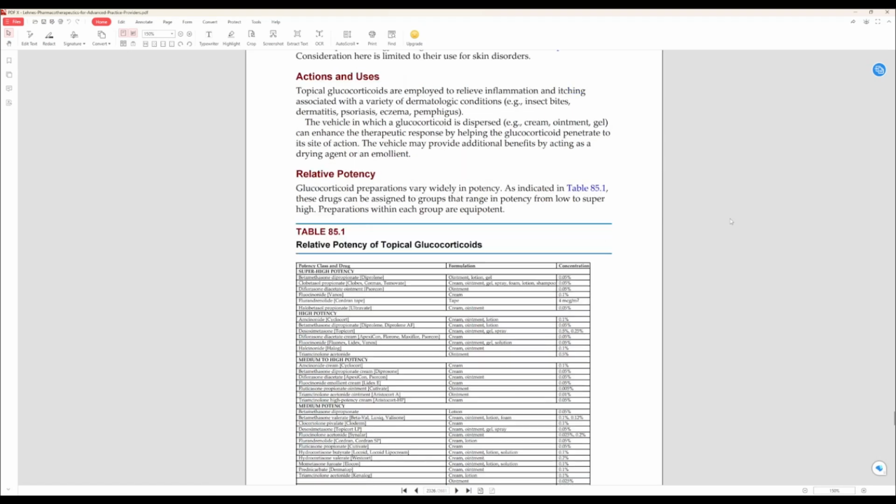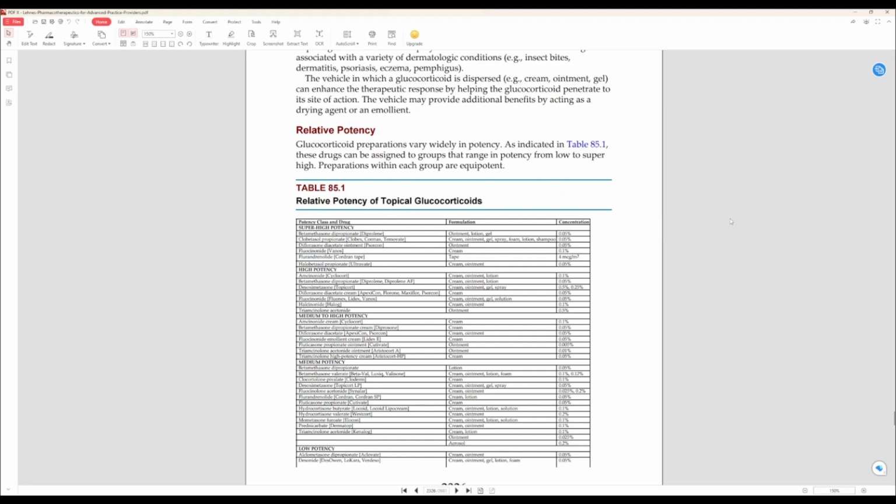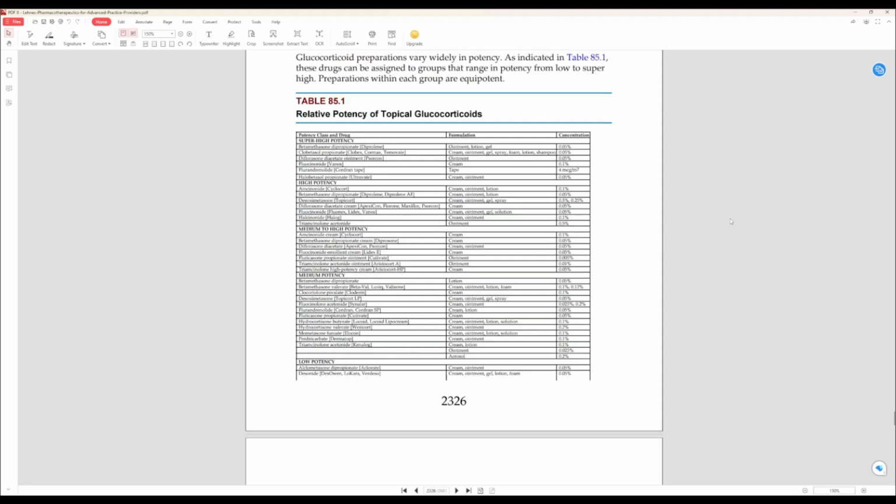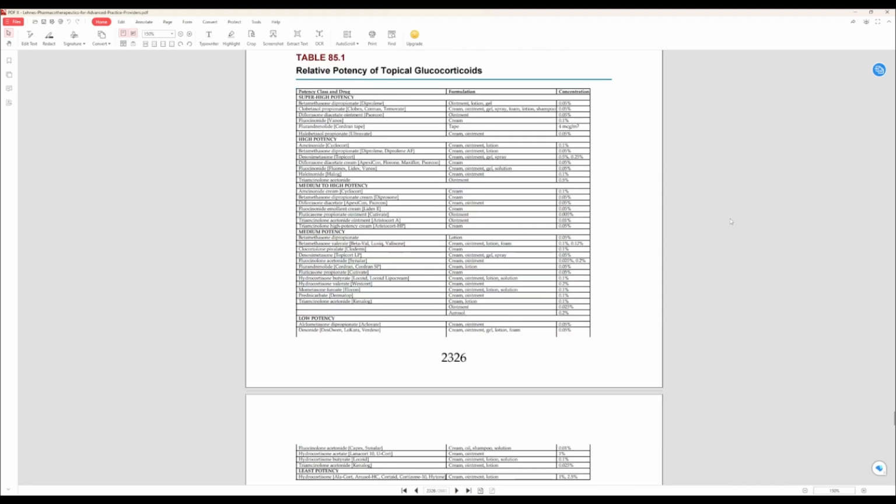Its relative potency. Glucocorticoid preparations vary widely in potency. So, the following table lists these drugs as they are assigned to groups that range in potency from low to super high. Preparations within each group are equipotent. So here you see the relative potency of some topical glucocorticoids. An outstanding spot to hit pause so you can look at the entirety of the list. And I think this is the entirety of the list.